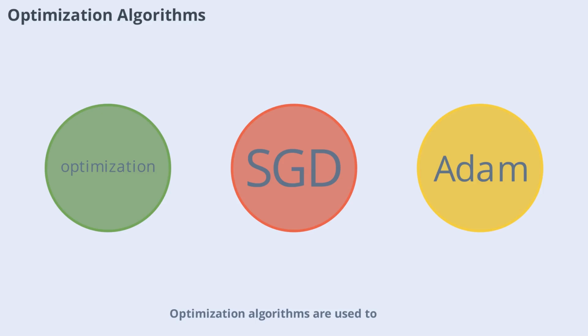Optimization algorithms are used to update the model's parameters during training. Popular algorithms include stochastic gradient descent (SGD) and ADAM. These methods adjust the model's weights in small steps, gradually improving its accuracy. Choosing the right optimizer can significantly affect training speed and final performance. Let's look at how these algorithms work in practice.